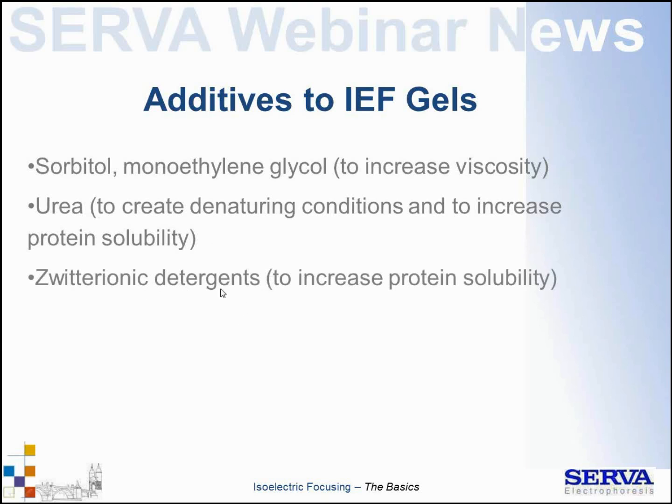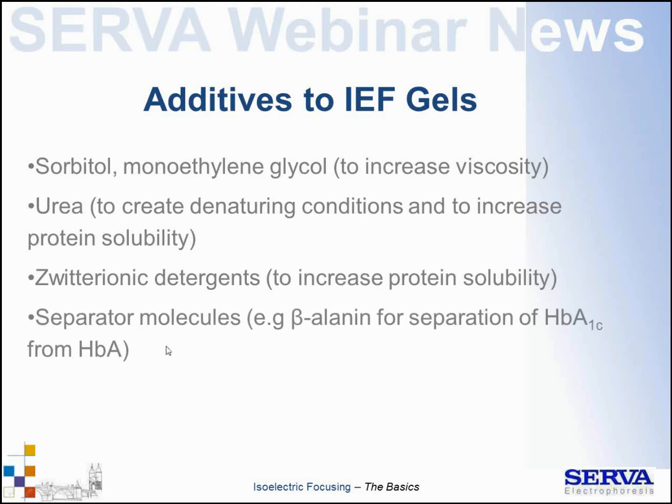That's another point why polyacrylamide gels are usually preferred. You can add zwitterionic detergents also to increase protein solubility in the sample and in the gel. Non-ionic detergents have been used in the past, but they're not preferred anymore because they heavily interfere with mass spec analysis, and very often mass spec analysis is done later on downstream after the separation.